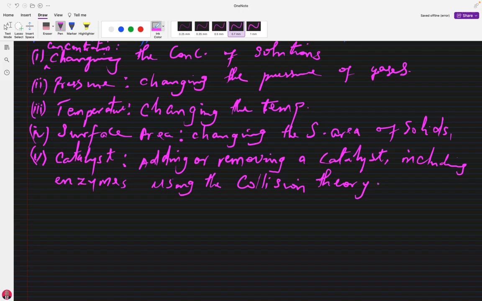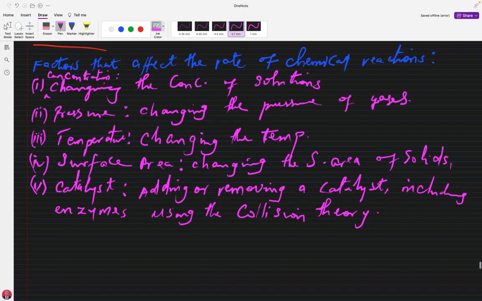So now, fellow learners, we have factors that affect the rate of chemical reactions. Here we have concentration, changing the concentration of a solution. The concentration of a substance will affect the rate of the reaction. 2, pressure.